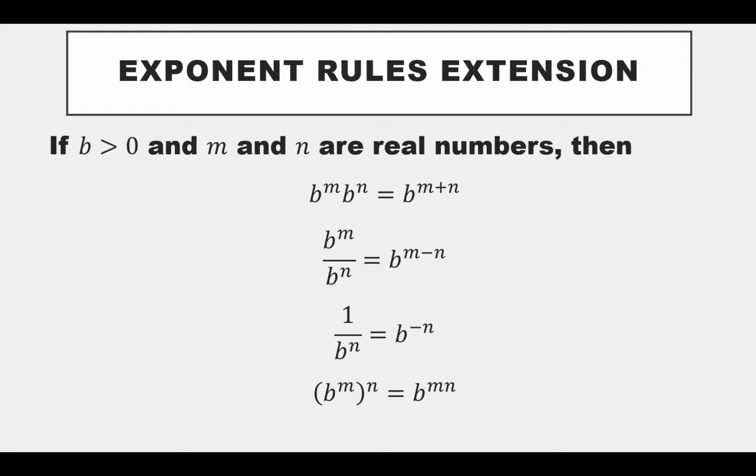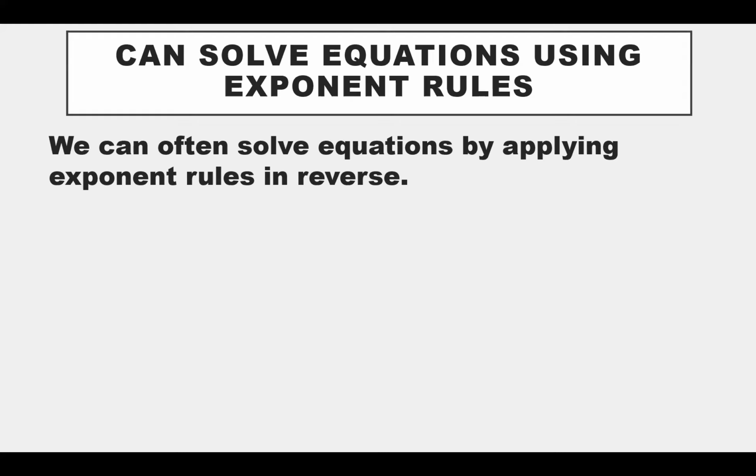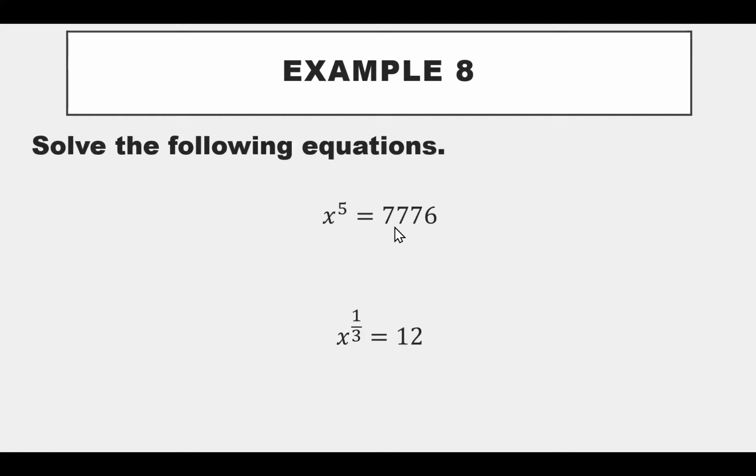And furthermore, because we have these properties, we can use these properties by applying the exponent rules in reverse when solving equations with a variable in the base. So for instance, if I want to solve x to the fifth is equal to 7,776, or x raised to the 1/3 power is equal to 12, I can apply the exponent rules in reverse to solve those equations. Let me show you how I would do that.